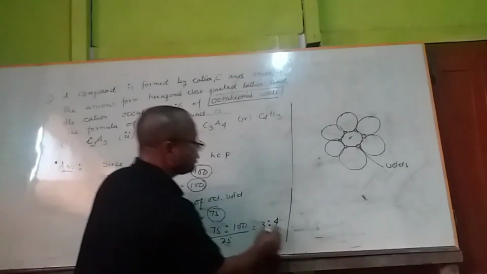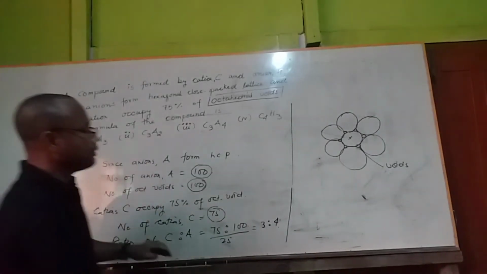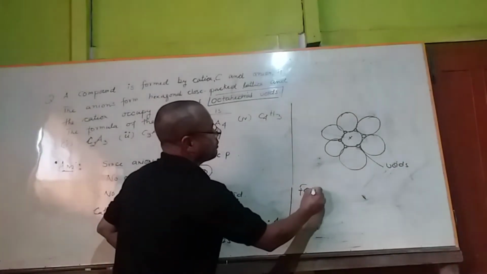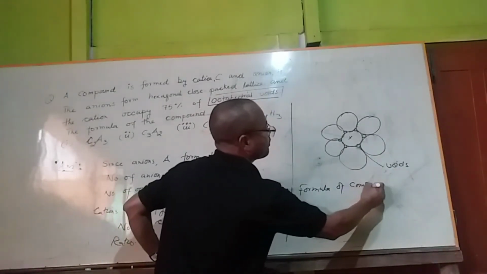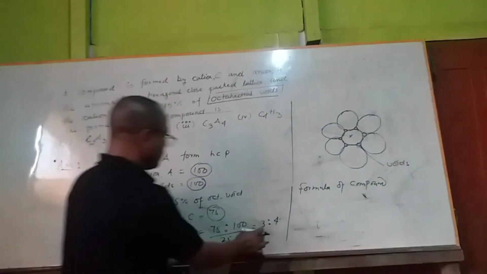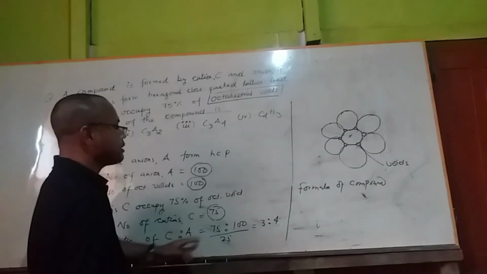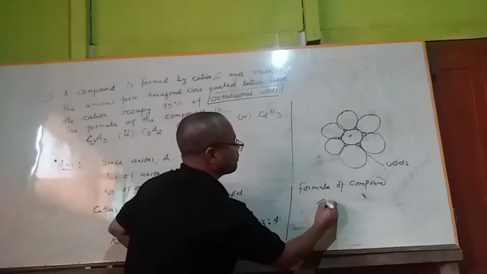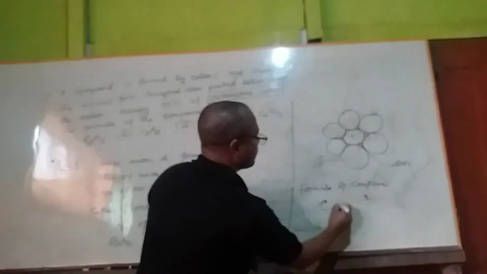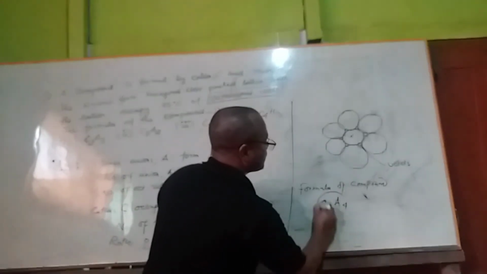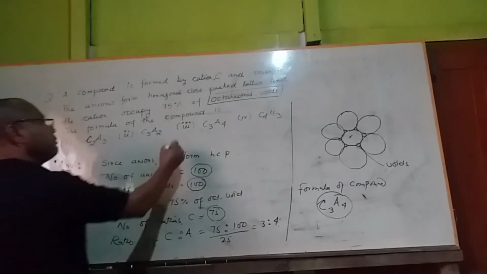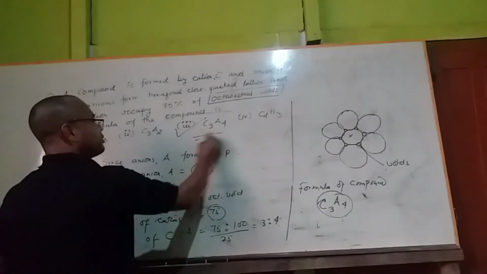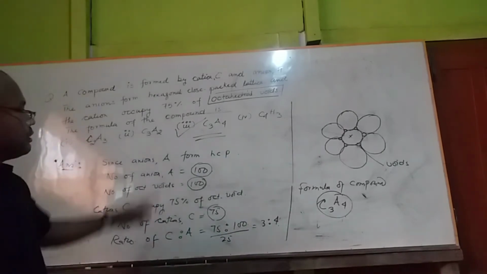If you know this ratio, we can find the formula of the compound. The number of C is 3 and the number of A is 4. So the formula is C3A4. Now, what is the option? Option number 3 is the correct answer. Right, so just remember it.